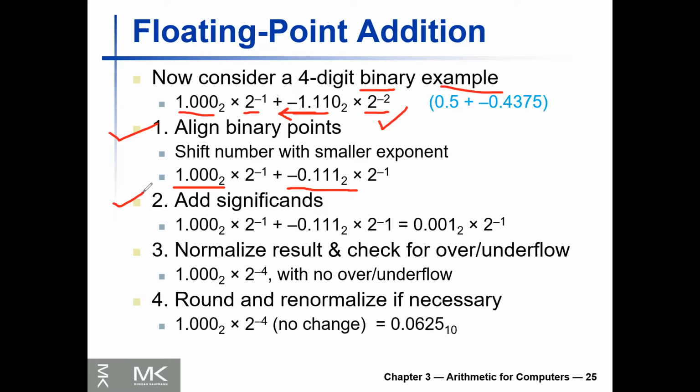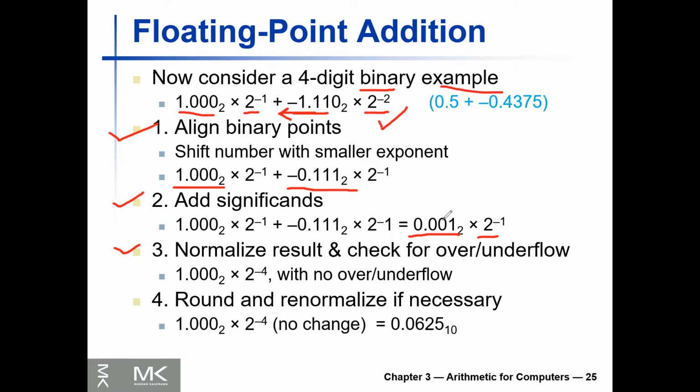So our second step is to add the significands, yani add the mantissa part. Because it's negative, it will perform a subtraction operation. This is the result, and this is the common exponent part. After that, third is normalize the result and check the overflow. So this is the normalized result, girls.